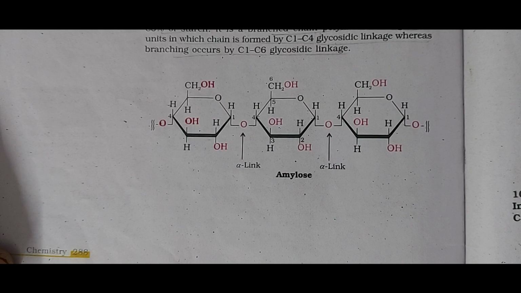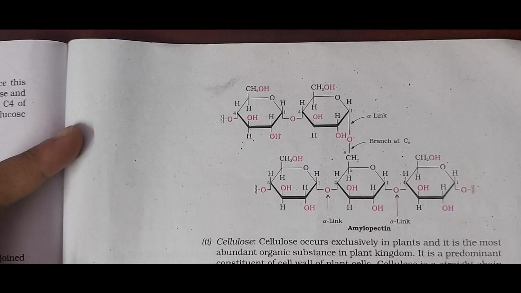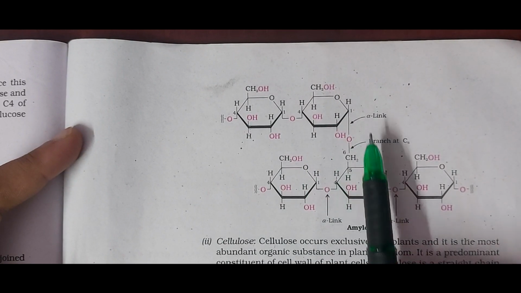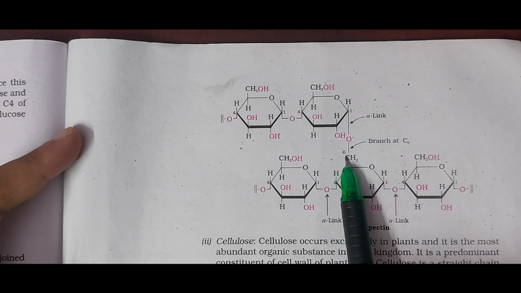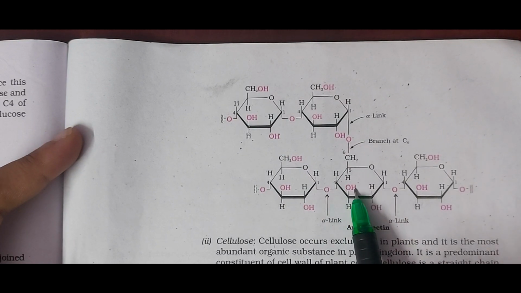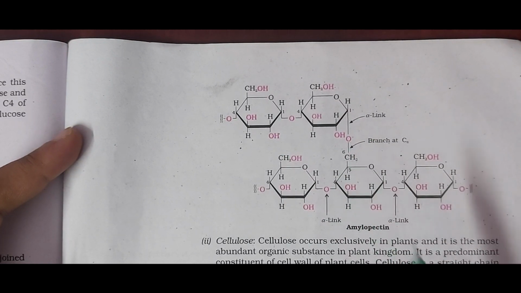We'll see amylopectin as well. When you look at amylopectin, you can see that two different chains are linked to each other through 1,6 alpha linkage. That is the structure of amylopectin. So amylose was a linear chain polymer, whereas amylopectin is a branched chain polymer, and branching occurs at 1 and 6.